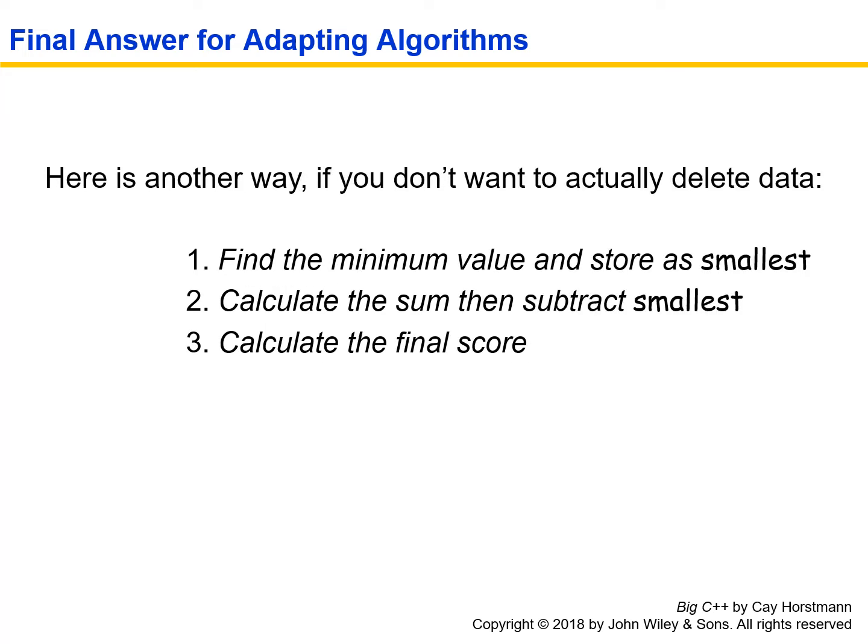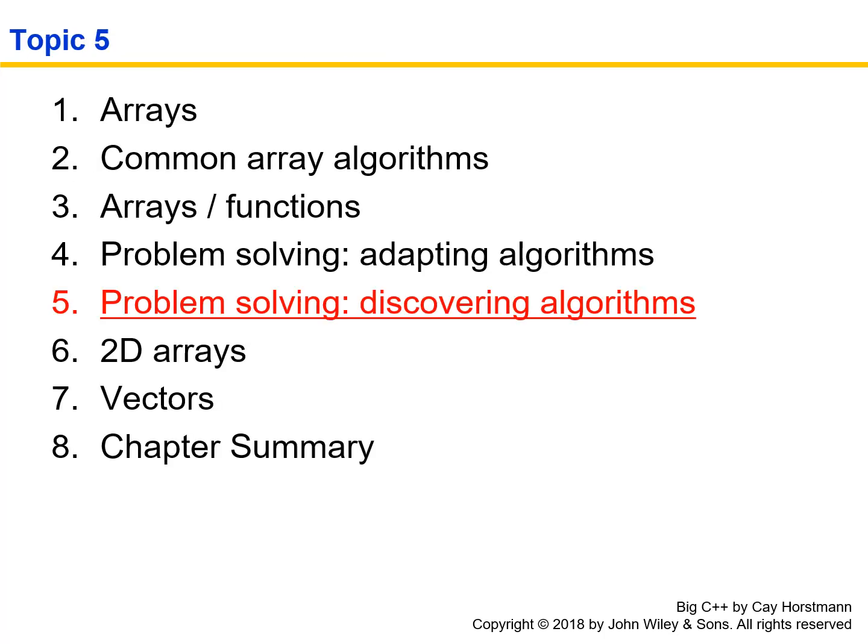There's another way if you don't want to actually delete data from your list of grades, which I find kind of troublesome. You can find the minimum value using that algorithm that we already have, and just store it as a little variable called smallest. Then you calculate the sum, but you subtract smallest. And then when you calculate the final average, you also subtract 1 from the number of scores you're dividing by, and that's another way to adapt several algorithms that you already know.